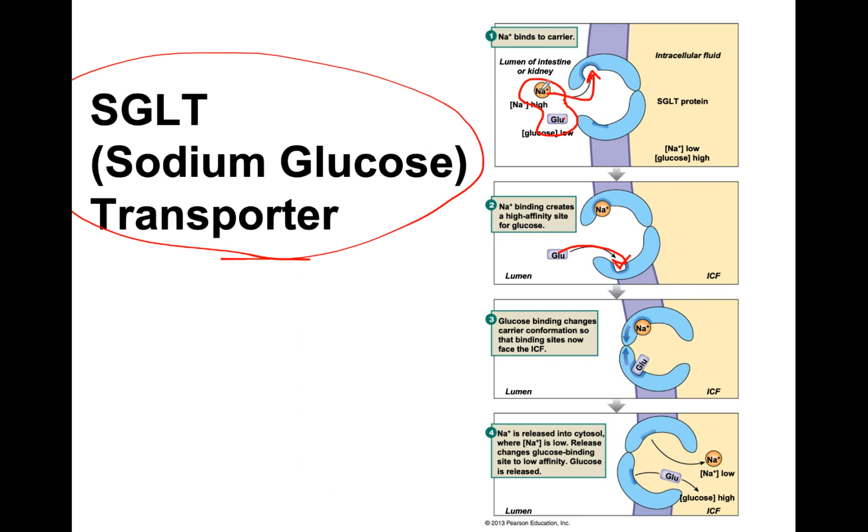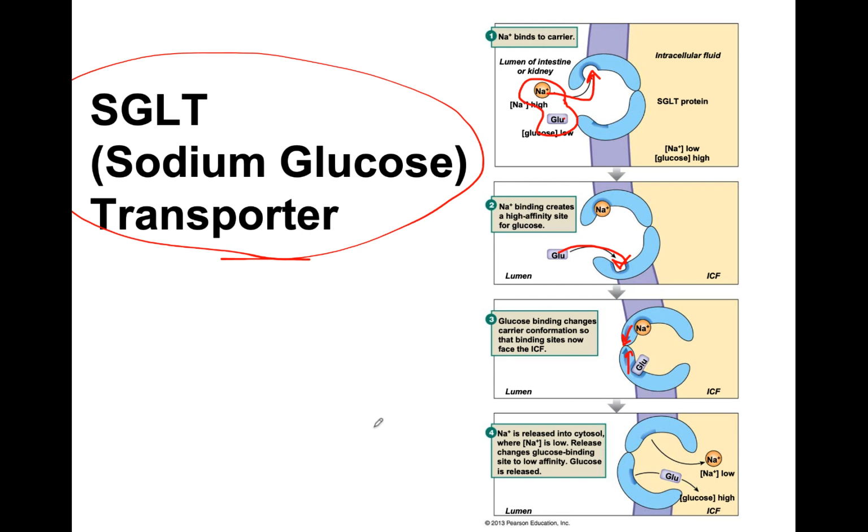Remember, when sodium binds into the protein, it changes the structure and changes the function. So sodium binds in, domino effect takes over, it exposes a glucose binding site. The minute glucose binds in, again, you change the structure and you change the function. It shuts the carrier on the extracellular side and opens up on the intracellular side, allowing both solutes to enter the cell. The step-by-step is written here.